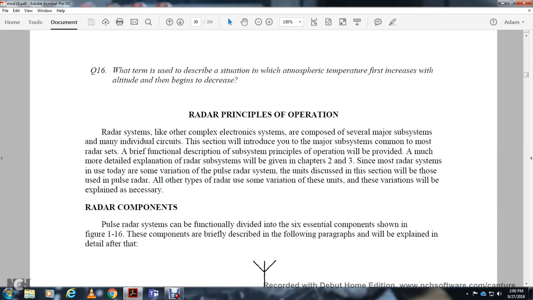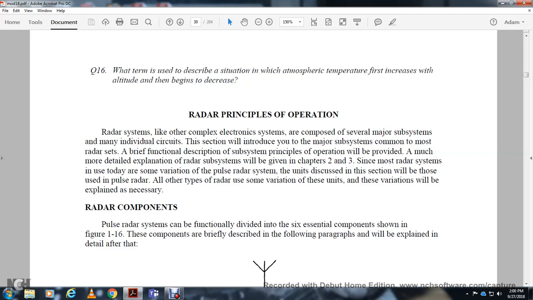Alright, radar principles of operation. Radar systems, like other complex electrical systems, are composed of components, or major subsystems. This section introduces the major subsystems common to most radar systems. A brief functional description of the subsystems' principles of operation will be provided. A much more detailed explanation of radar subsystems will be given in chapters 2 and 3.